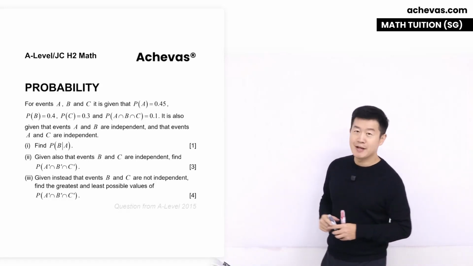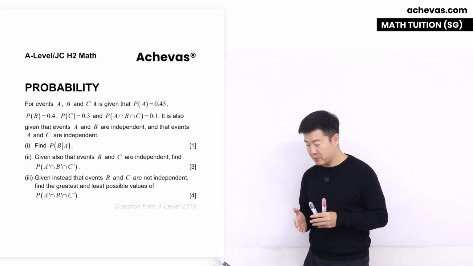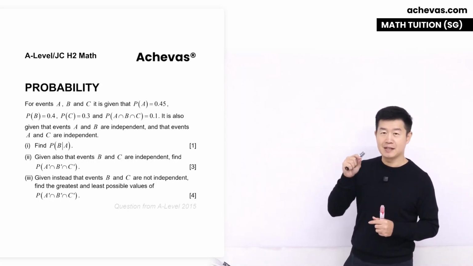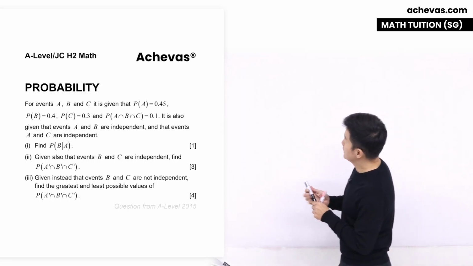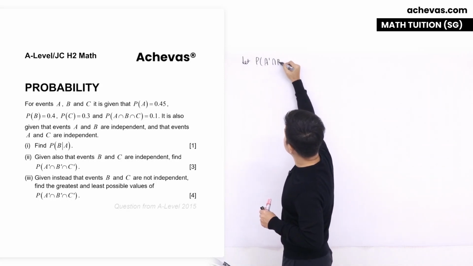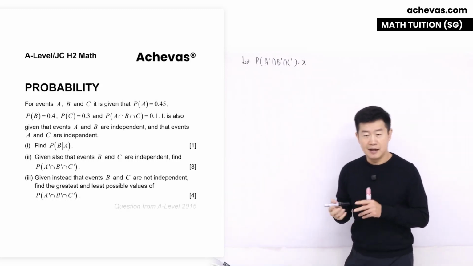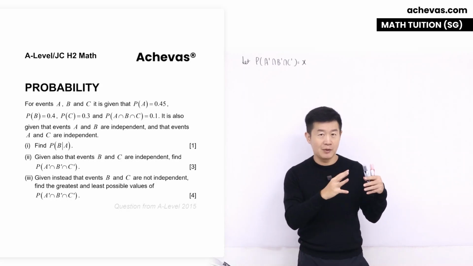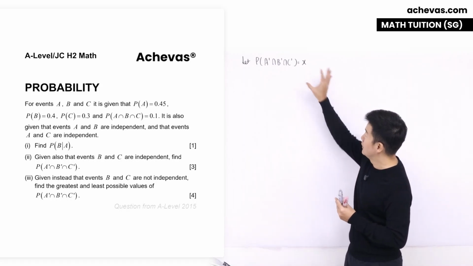We're going to be looking at part 3 of this question, and we are supposed to find the greatest possible and the least possible of the probability of A prime intersect B prime intersect C prime. The very first thing we should do is let the probability of A prime intersect B prime intersect C prime be equal to X. And the next thing is to try to draw a Venn diagram so that we can make use of the area on the Venn diagram to give us a better idea of X.